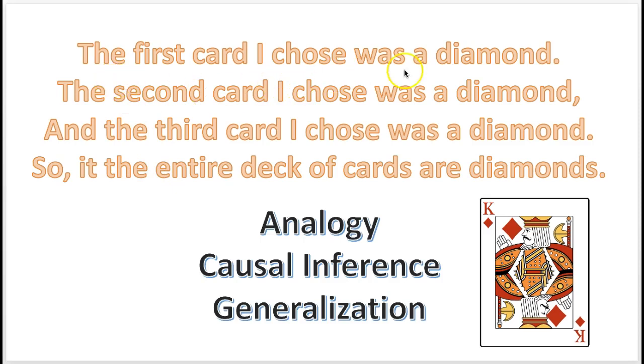The first card I chose was a diamond. The second card I chose was a diamond. And the third card I chose was a diamond. So the entire deck of cards are diamonds. Is it an argument from analogy, causal inference, or generalization? The answer is, that's right, it's an argument of generalization. It's an argument from a sample and claimed about the entire group.